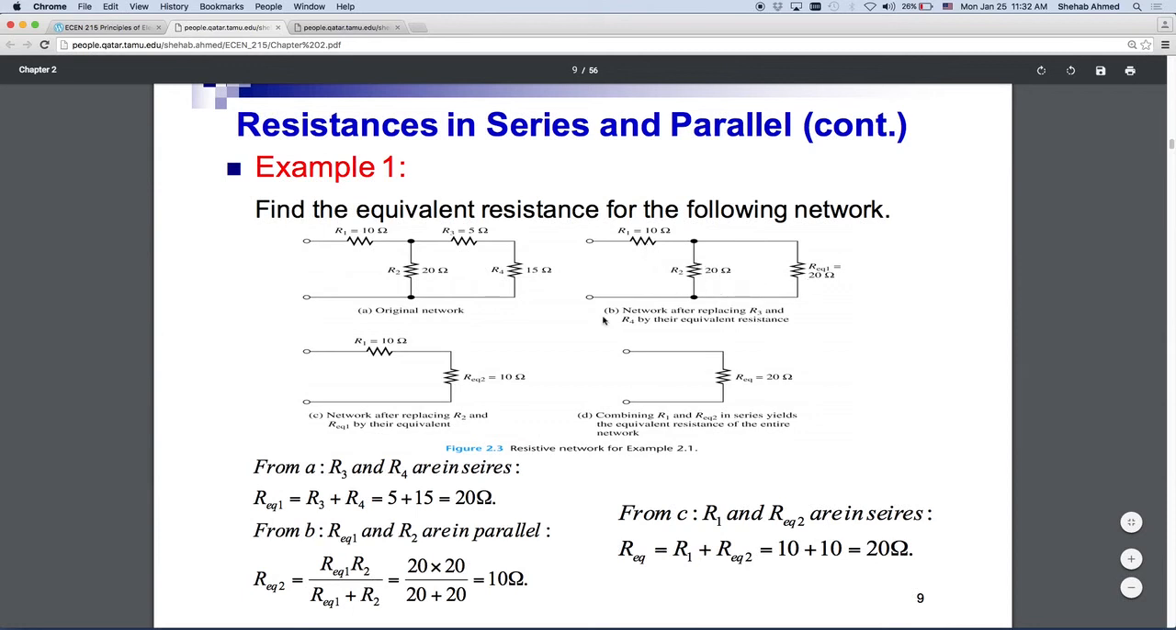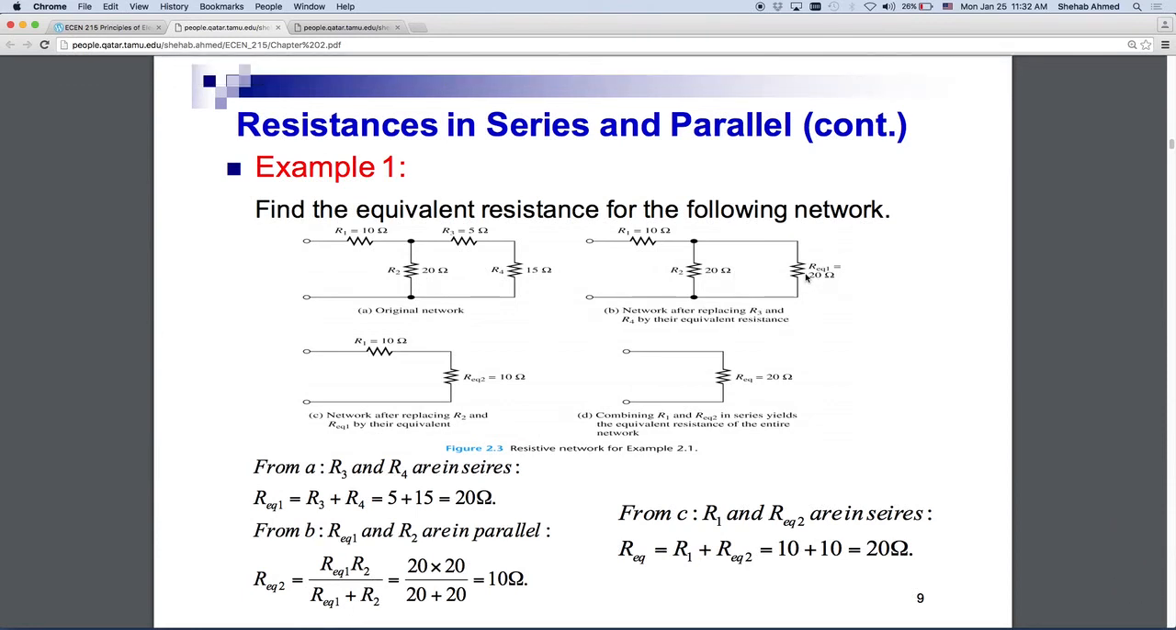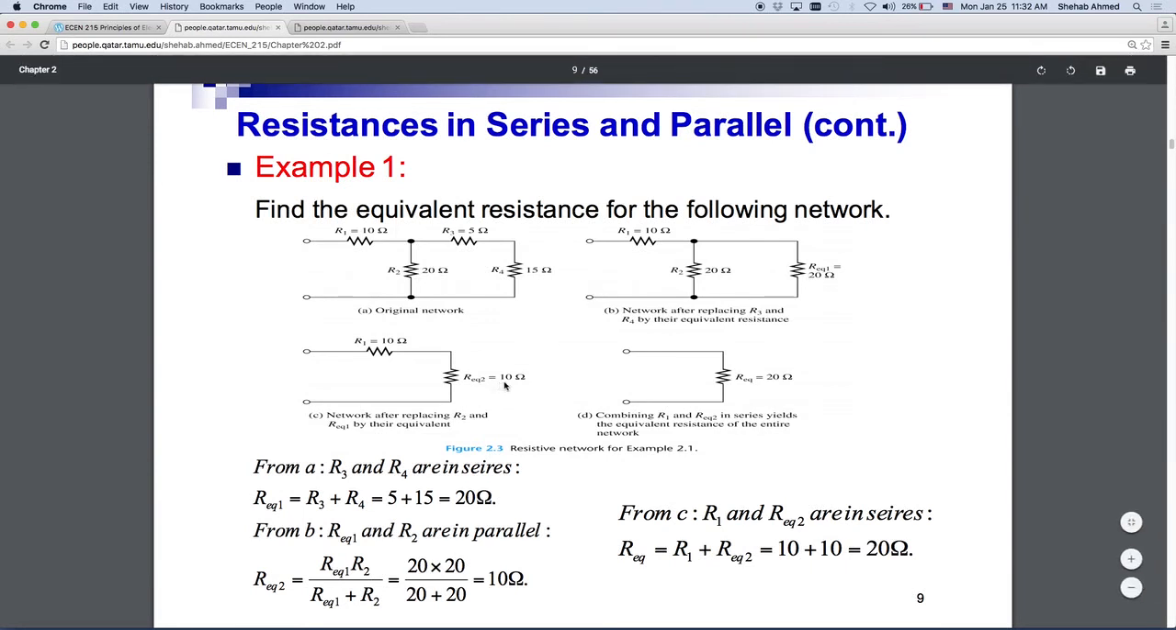So these two are in parallel. It's 20 ohms and 20 ohms. 20 times 20 divided by 40, R1 times R2 divided by R1 plus R2. So in this case, the equivalent resistance is 10 ohms. 400 divided by 40 is 10. So now this is the equivalent of the parallel branch, and then you have one resistor left here. These two are in series, 10 and 10, the equivalent is 20 ohms.